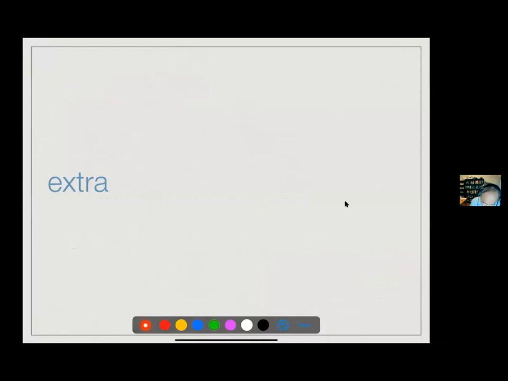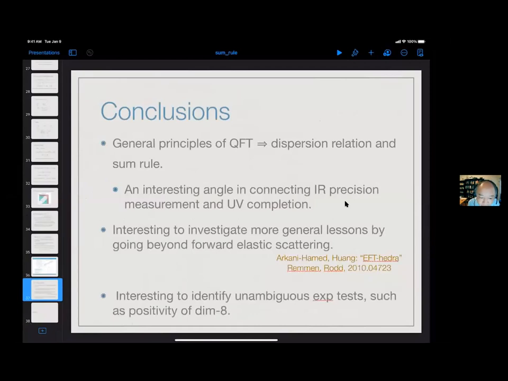And I also said that it's interesting that we have made an attempt to identify some unambiguous experimental test, such as the positivity of dimension eight. Okay, that's all, thank you.